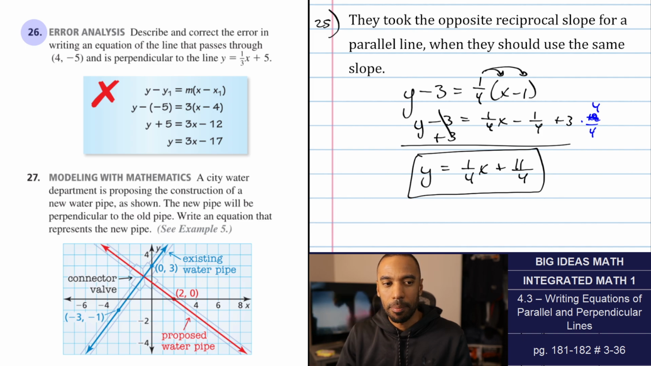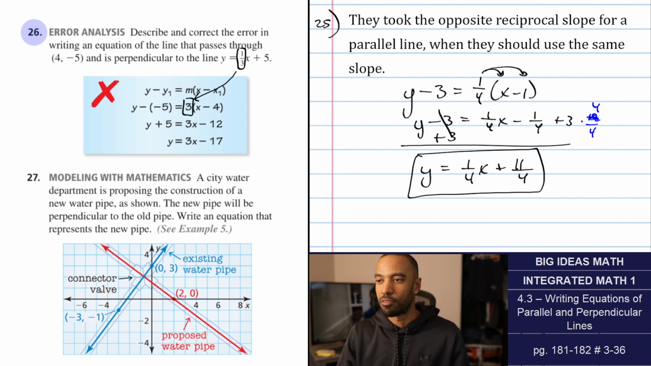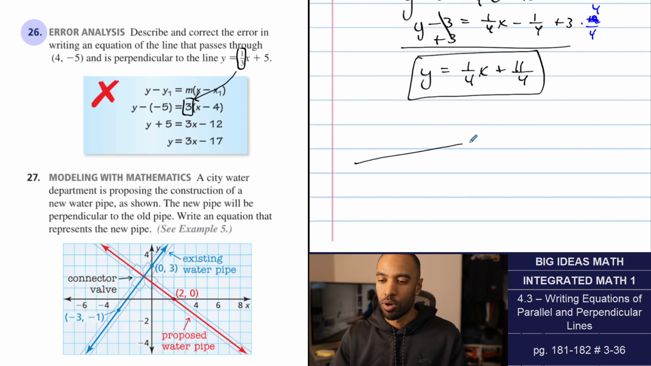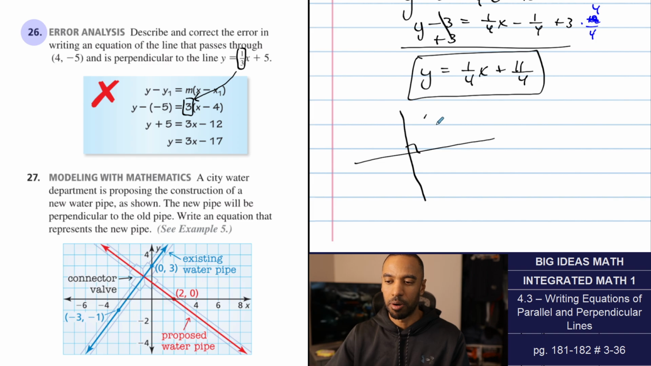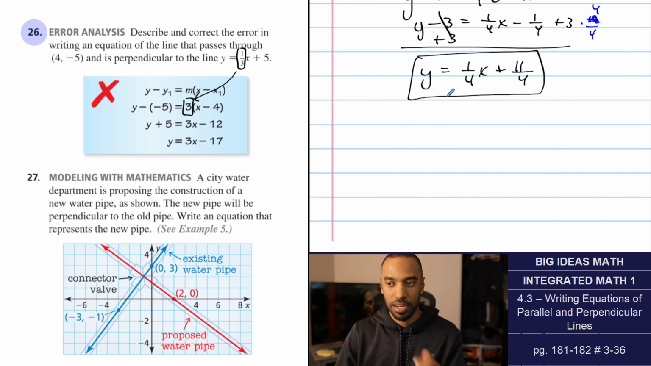Number 26, describe and correct the error in writing an equation that passes through and is perpendicular. Well, they attempted to work off this thing here, the 1/3, and they said, let's take the opposite reciprocal. But they just took the reciprocal. Their 1/3 turned into a 3. 3 never turned negative. If I have a slope of up 1 over 3 and a slope of up 3 over 1, are those perpendicular? Heck nah. I need one that's going to be down 3, right 1. That'll be perpendicular this way. And that's exactly what's needed here. Does this mistake happen? Yes, it does. Like I said, people get more focused on the reciprocal part flipping. They forget about the fact that the sign has to change as well.